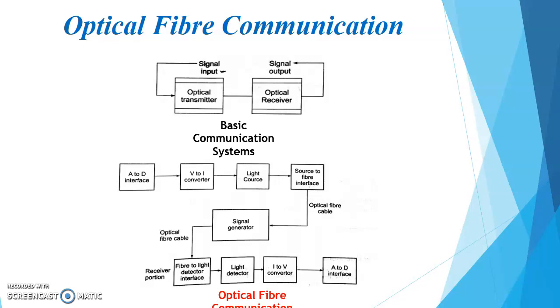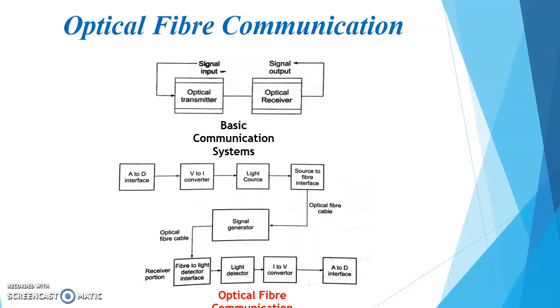In the optical region of the electromagnetic spectrum, the transmission of information is carried out not by frequency modulation of the carrier but by varying the intensity of the optical power, which is called optical communication.